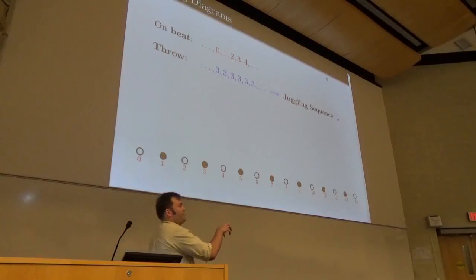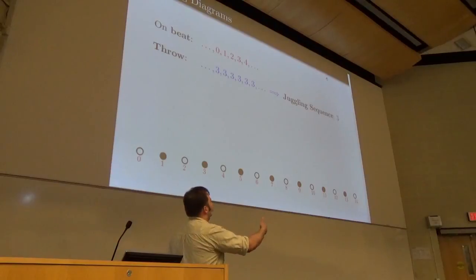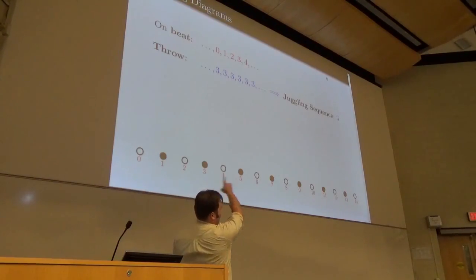So another way you can use mathematics to encode a juggling pattern. Well, one way is the sequence.